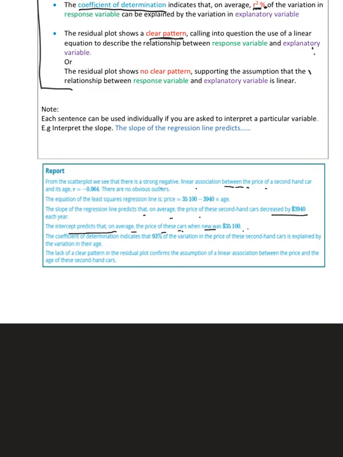Just please bear in mind that you can have any variation of that sentence as long as it's saying the same thing. The coefficient of determination indicates that 93%, so that is our R squared in there, 93% of the variation in the price of these second-hand cars is explained by the variation in their age. The lack of a clear pattern in the residual plot confirms the assumption of a linear association between the price and the age of these second-hand cars.